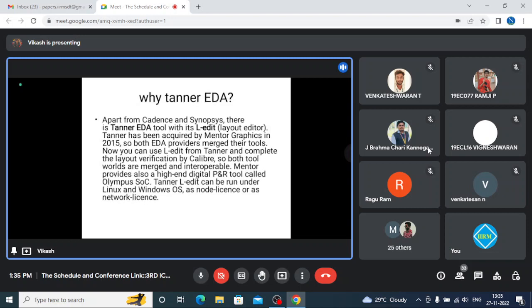Why do we use Tanner EDA? In the part of Cadence and Xilinx, there is Tanner EDA, which includes L-Edit. This is a layout editor. We can use it for simulation and any embedded circuits. Tanner has been acquired by Mentor Graphics in 2015. So both EDA provide measurement tools. The layout verification is by Calibre, so both tools provide this and also high-end digital P&R tools called Olympus. Tanner L-Edit can be run on Linux or Windows OS, with a node license or as a network license.